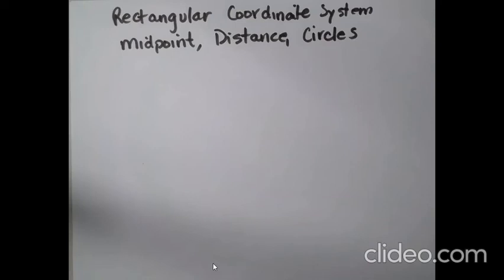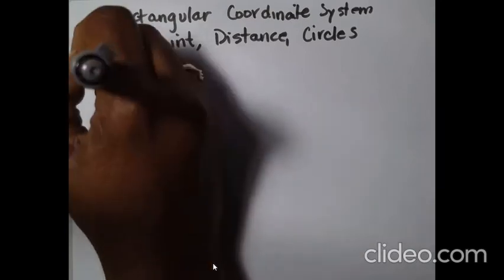And in this video, we will talk about the rectangular coordinate system, the midpoint, finding the distance, and the circle's general form. We will tie all these things together in this video. Let's start with the midpoint and the distance formulas.